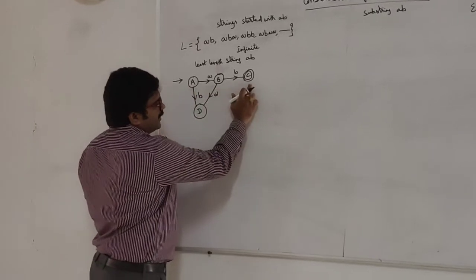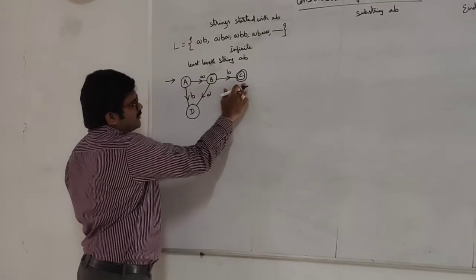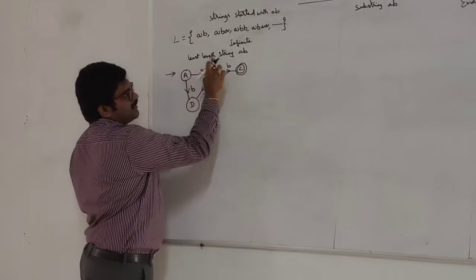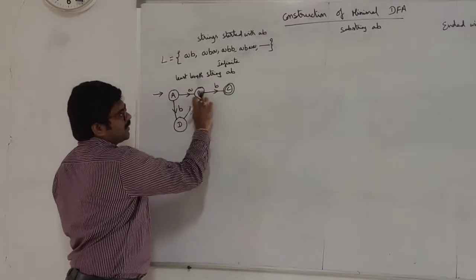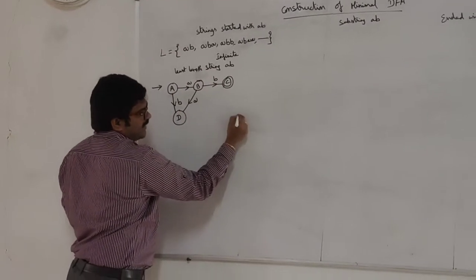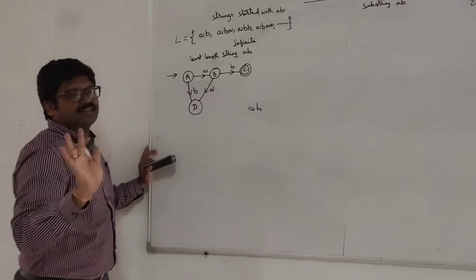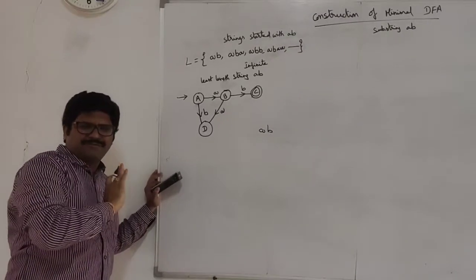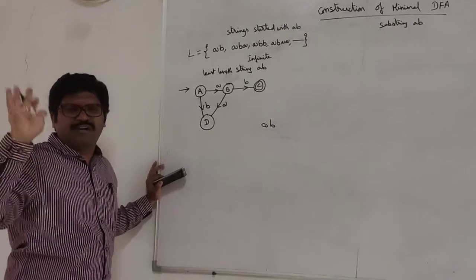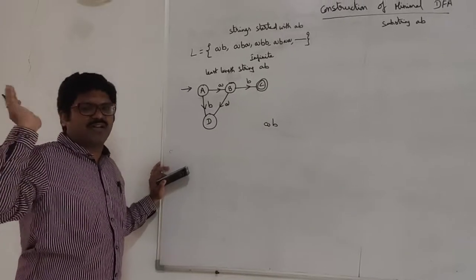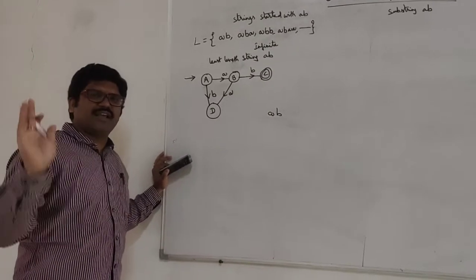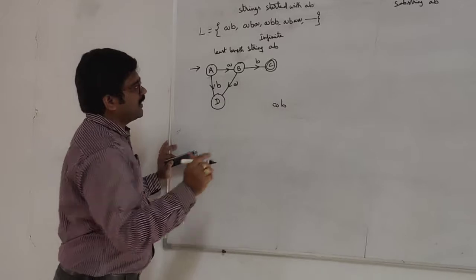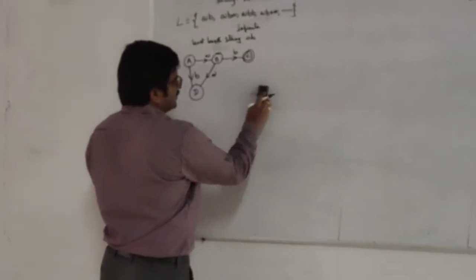Now, when we reach here, what does it mean? You have seen A and then you have seen a small b. That means you reached the condition AB. We got that string, started with AB. After that, I don't bother whatever it may be, whether it is A or B, or any number of A's or any number of B's, we don't have any problem. So that's the reason, as I said, it is not complete.